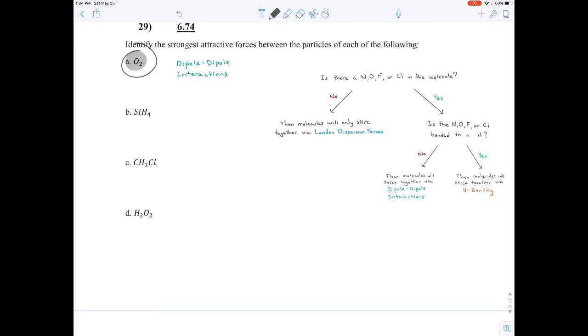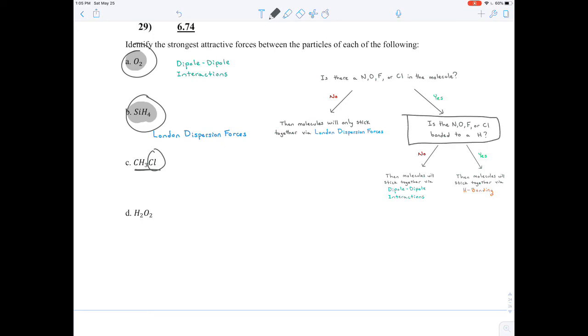Okay, let's try this next one. SiH4. First question, is there a nitrogen, oxygen, fluorine, or chlorine in the molecule? There's not. So, this must be sticking together through London dispersion forces. So that's how these molecules will stick to each other. All right, let's go to C. Is there a nitrogen, oxygen, fluorine, or chlorine in this molecule? There is. So we'll go down to this next question.